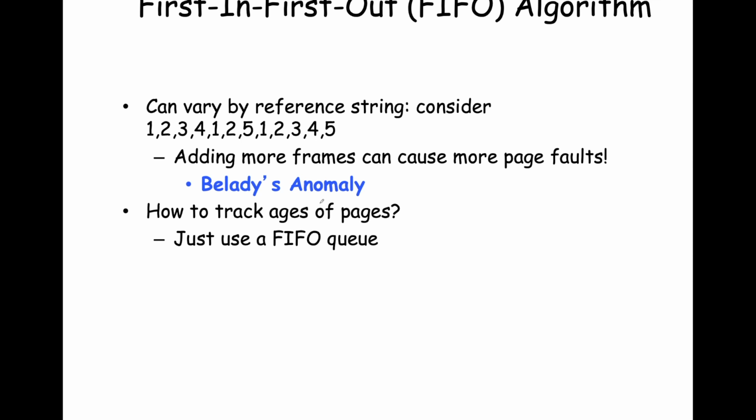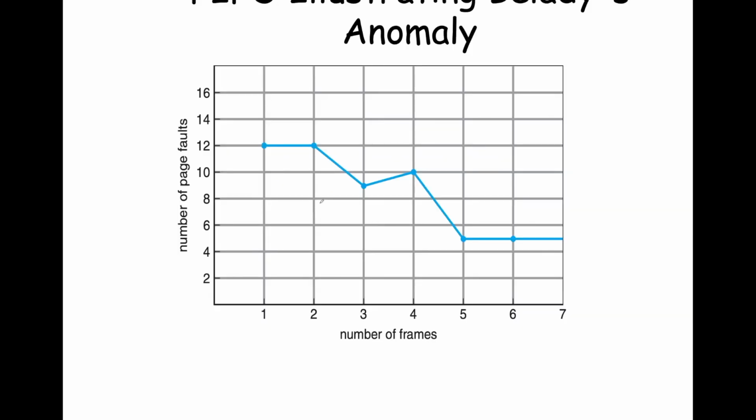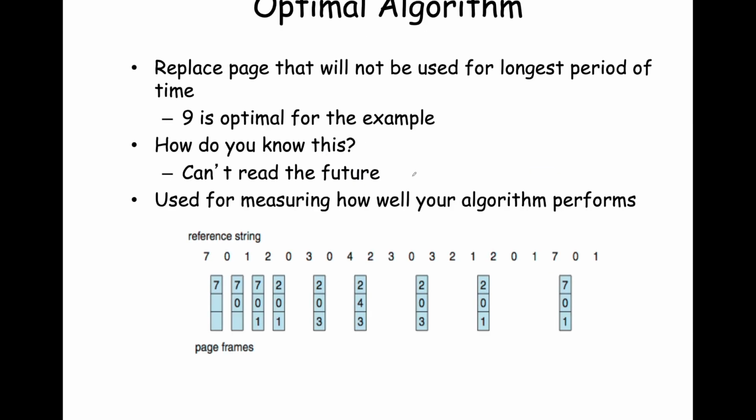And so one of the things we want to do is to track the age of the pages. And to do so, you can just use a FIFO queue. And so this is an illustration of Belady's anomaly. And what you can see here is if we, for that same page string that we had at the beginning, starting with a 7, if we increase the number of frames from 3 to 4, we actually increase the number of page faults. Okay, and so this was an interesting observation.